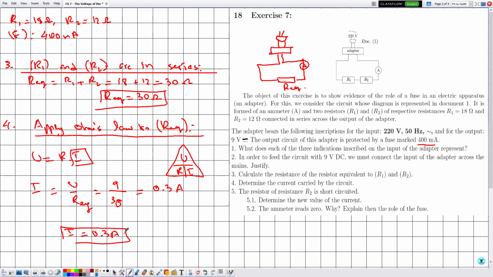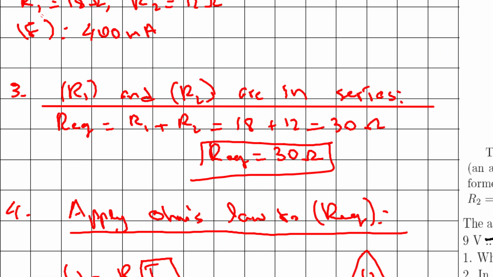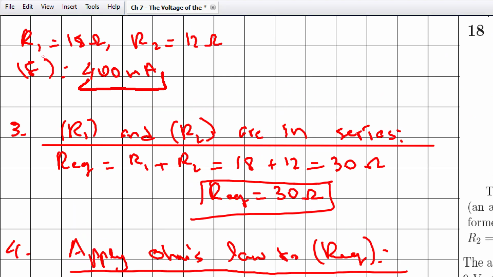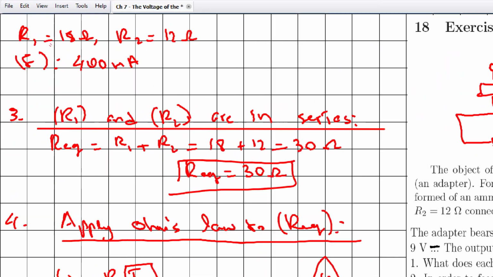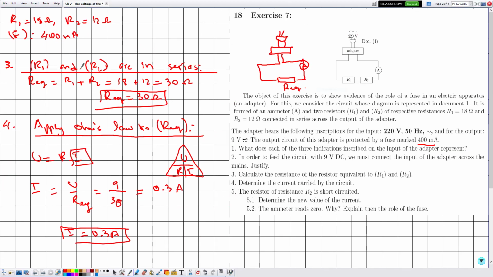And here let's recall that this circuit is protected by a fuse. So notice that the current traversing the circuit is 0.3, which is equal to 300 milliamps. Now here nothing will happen because the fuse has a rated current of 400 milliamps, whereas the current traversing the circuit is 300 milliamps, and since the traversing current is less than the rated current of the fuse, nothing will happen.